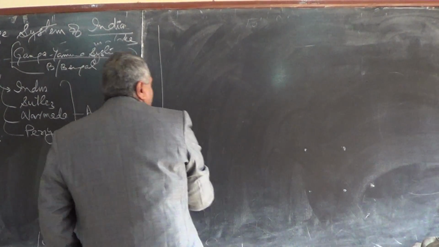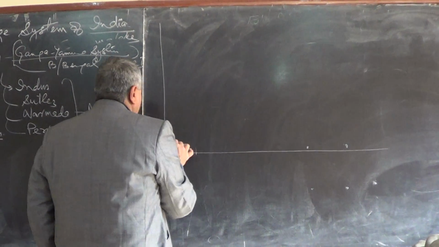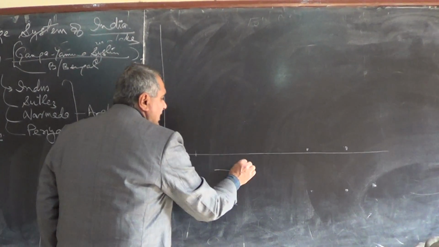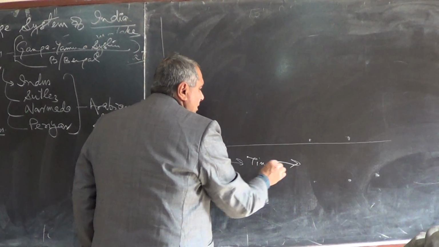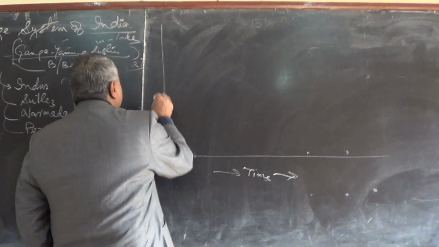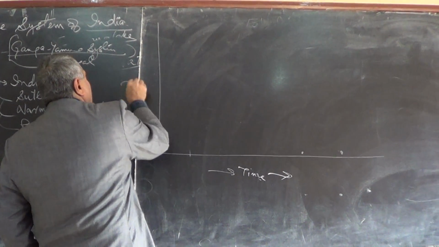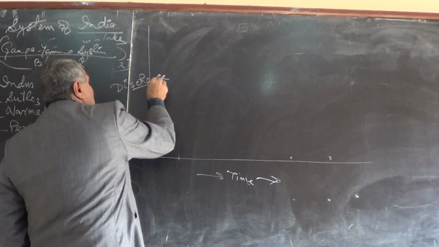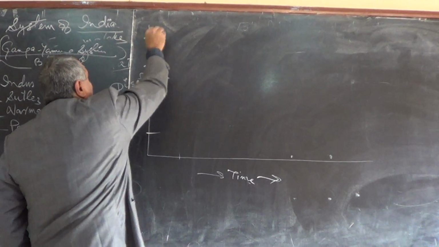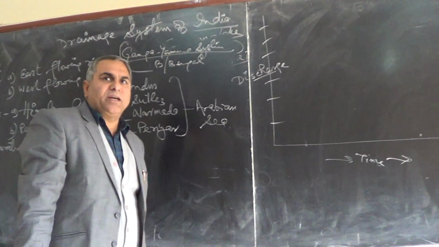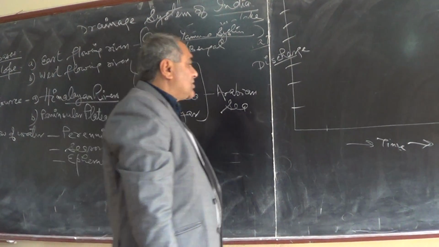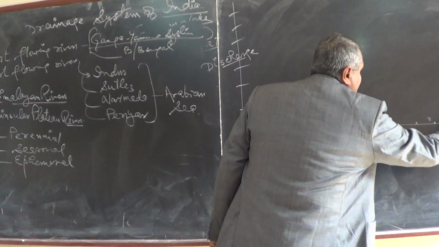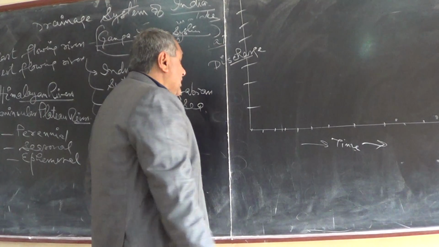Suppose I construct the river regime. This is the time of the year, and this is the discharge of water, which you can measure in cubic meters in a river. Suppose from January, February, March, April, May, June, July, August, September, October, November, December, up to December.